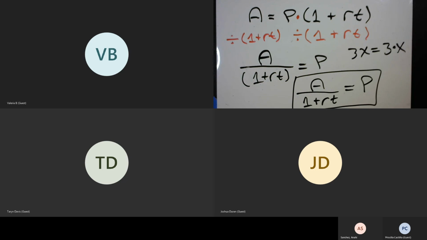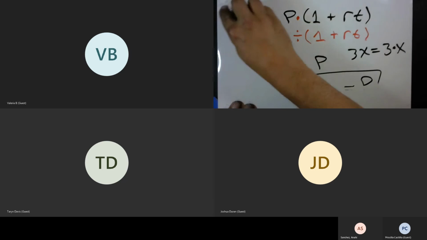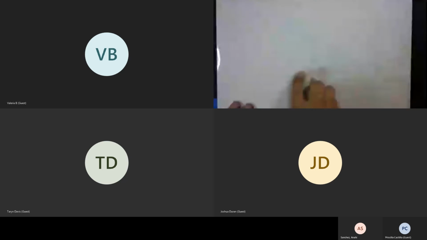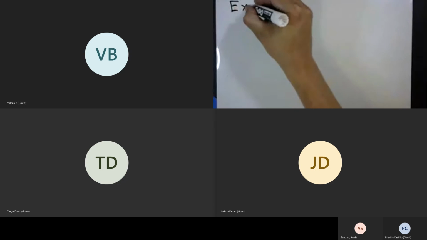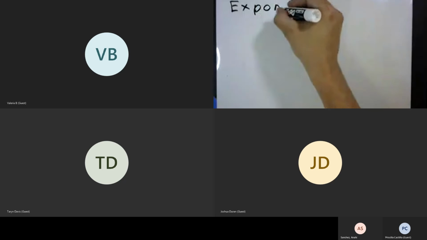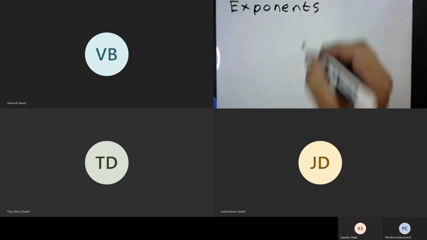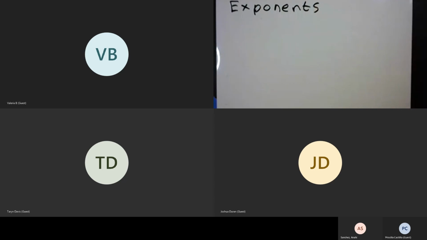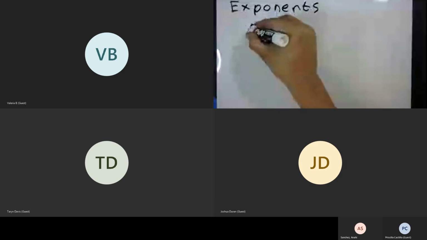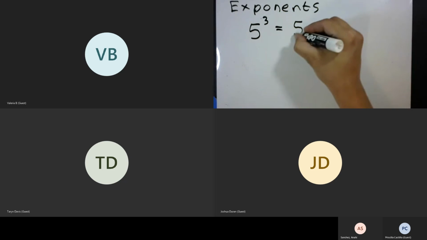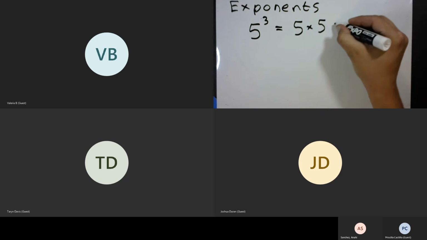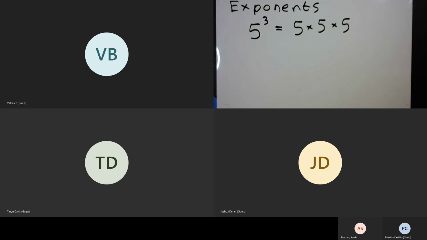So what we're going to do, section 1.6, we're getting into exponents. And exponents are really a kind of shorthand. So we're going to learn how to manage all these exponents. Now, exponents, again, they're shorthand, like 5 to the third, 5 times 5 times 5. That's 5 to the third.